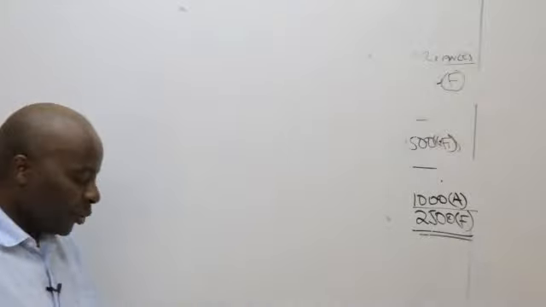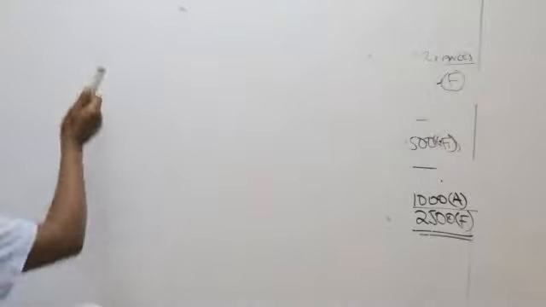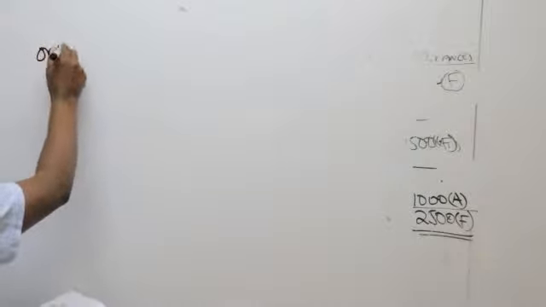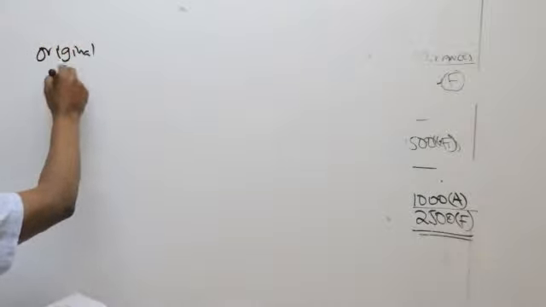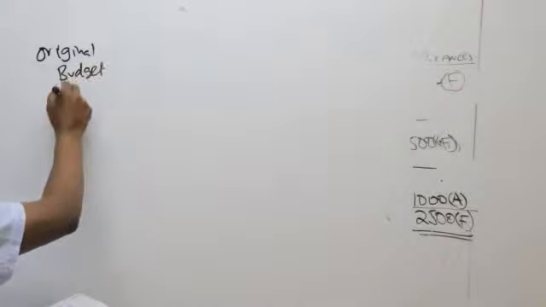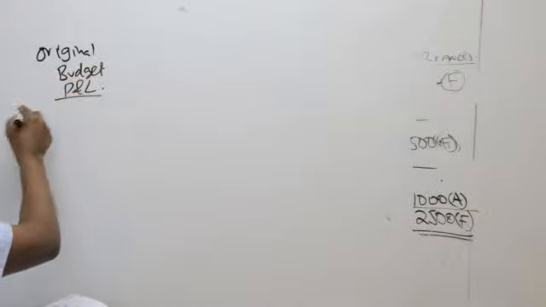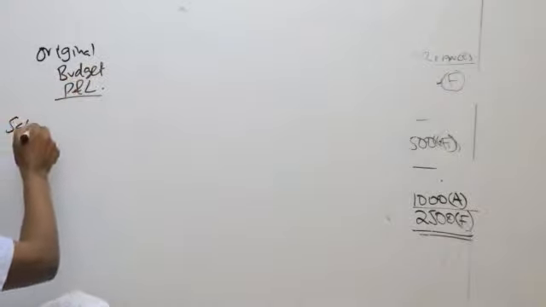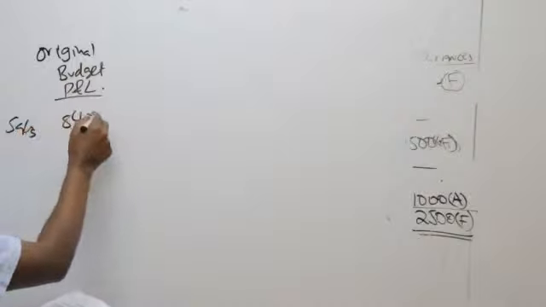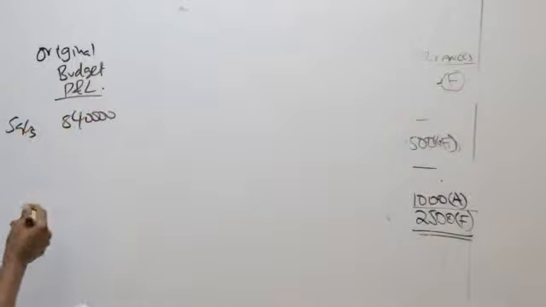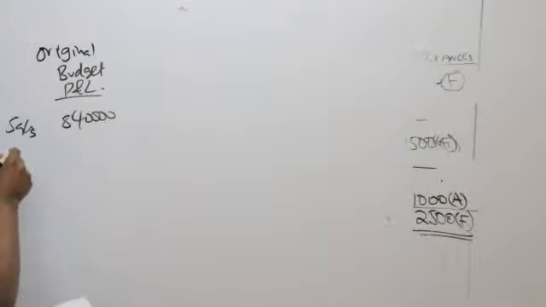Now, what I'll do first of all is give them their original budget, P and L. So I can see the sales. Sales, 840,000.